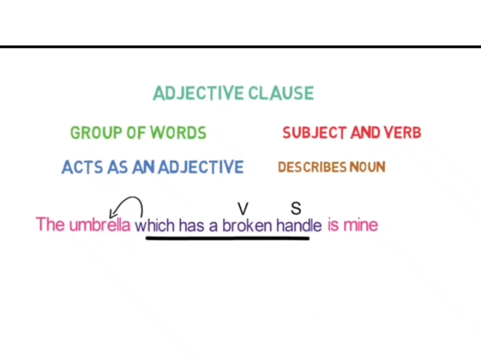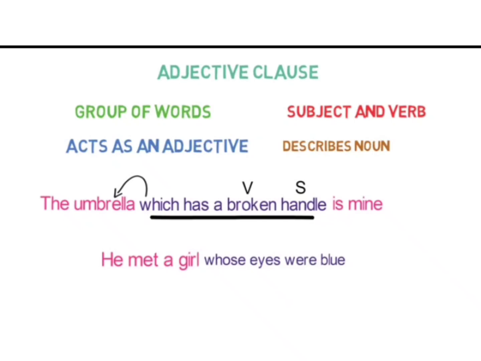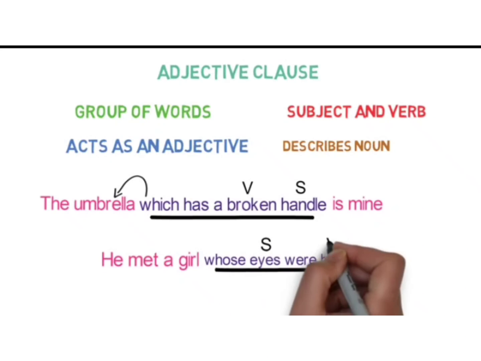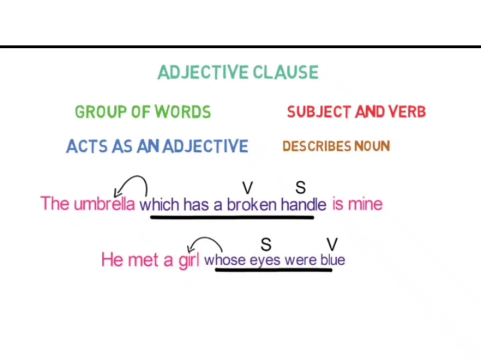Now let's discuss another example. He met a girl whose eyes are blue. Here, whose eyes are blue is an adjective clause which has a subject and verb of its own and it describes the noun girl. So basically it is an adjective clause.